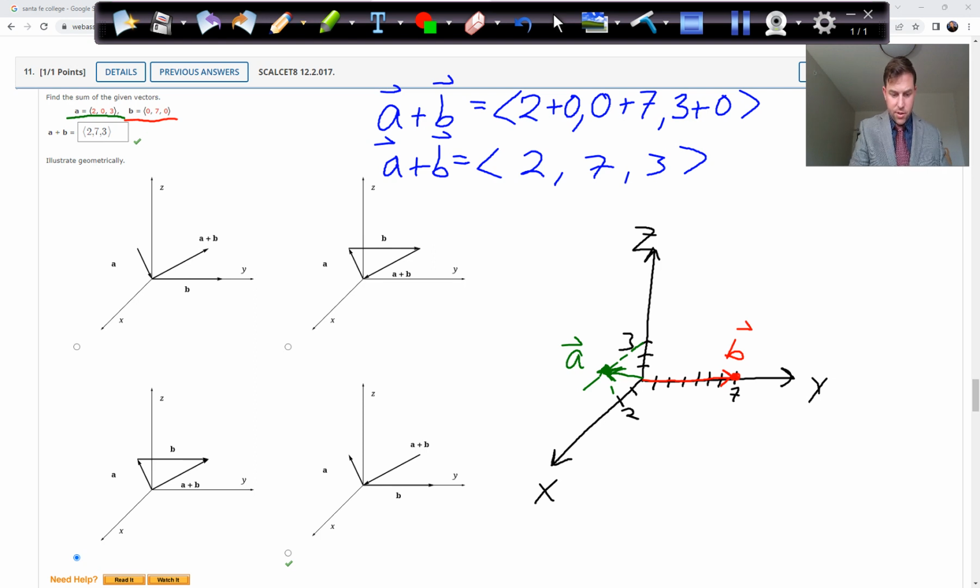And then the resultant, this one's going to be kind of hard to graph because it's all 3 dimensions. We have 2 in the x, 7 in the y, so we have to project that. So this 2 and that 7, so that's part of it. But then it's going to go 3 in the z, so we project this. Then we also have to project it along the x direction. It's hard to draw this. So it's going to look something like that. So that's A plus B.